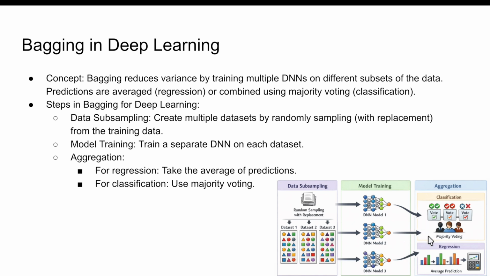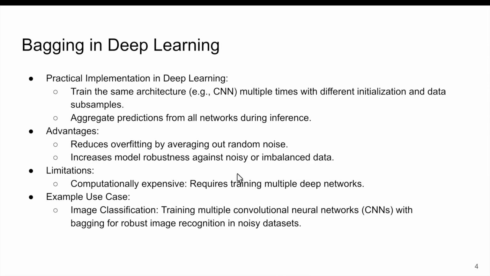All right, and if it's a regression technique, if the values of y are all continuous values, not discrete values as we have in classification, then it's a regression problem. In that case, what we do is we take the average of all the predictions, and that is our final answer. Okay, so this is the process of bagging and how it works.